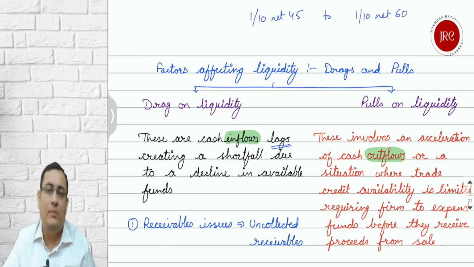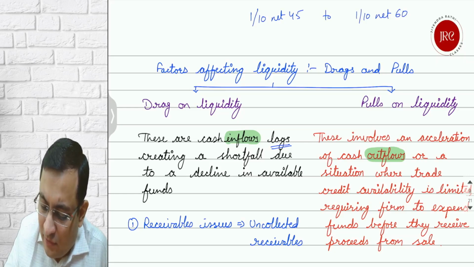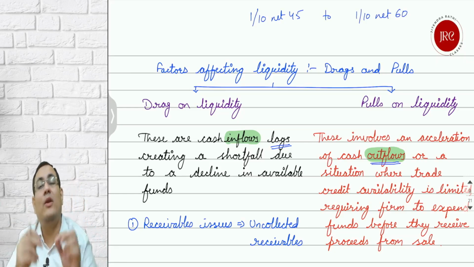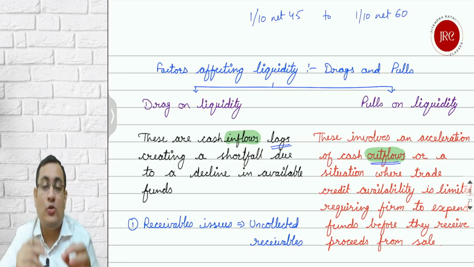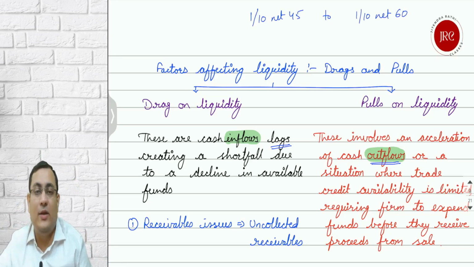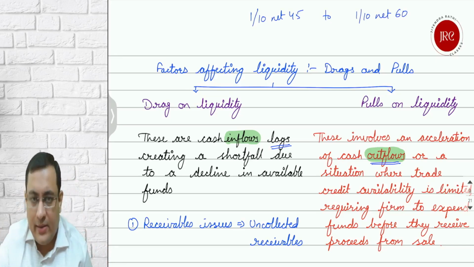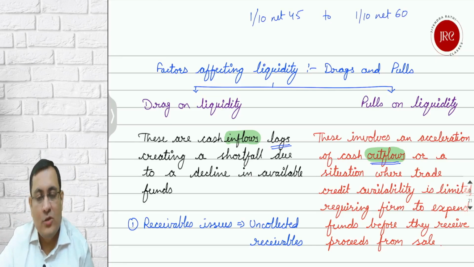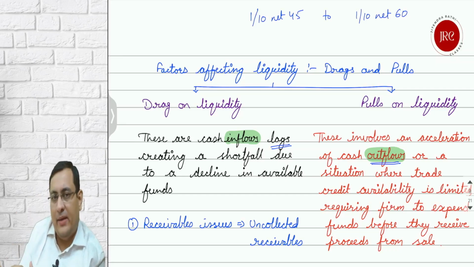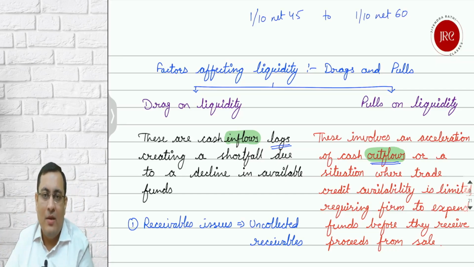Next is pulls on liquidity. These involve an acceleration of cash outflow, where you will be required to pay early. Since you are required to pay early, this is again going to further decrease your liquidity, because now less cash will be available for your remaining liabilities, your remaining obligations. So both lag in receipt or acceleration in payment are going to reduce your liquidity.